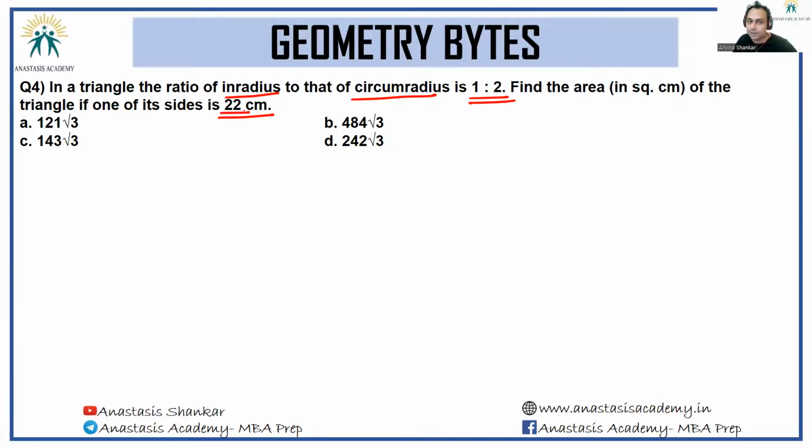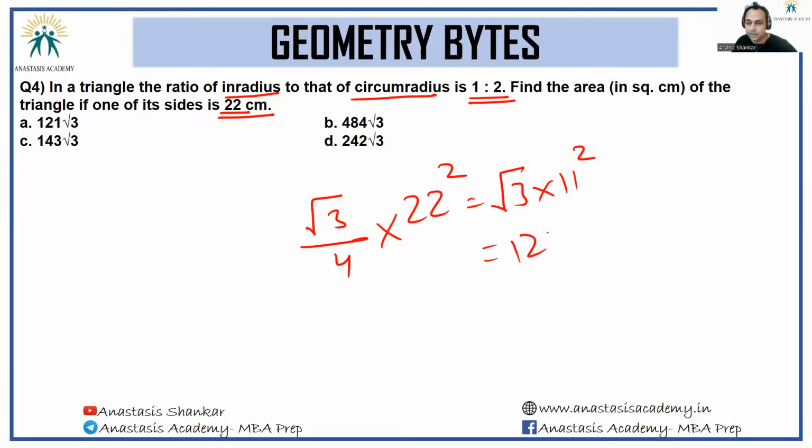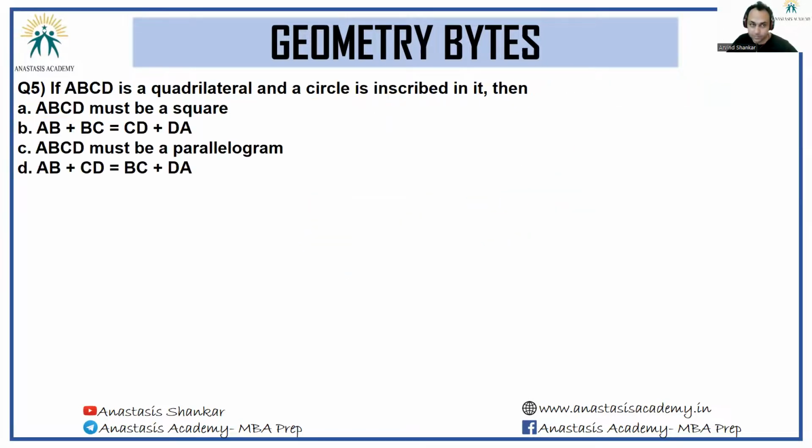Effectively, they said for an equilateral triangle with side 22, what is the area? The area is given by root 3 by 4 into 22 square, which is root 3 into 11 square, which is 121 root 3, or option A. The only triangle where the inradius and circumradius are in the ratio 1:2 is an equilateral triangle.